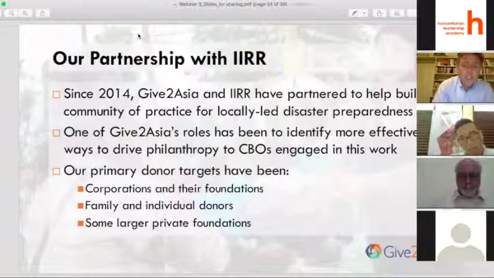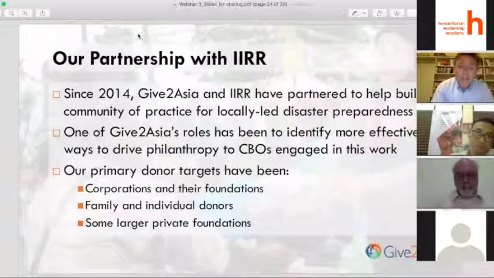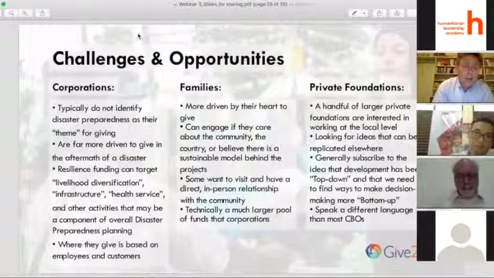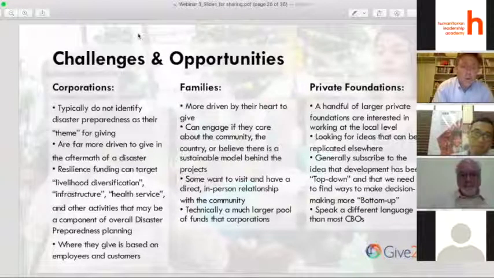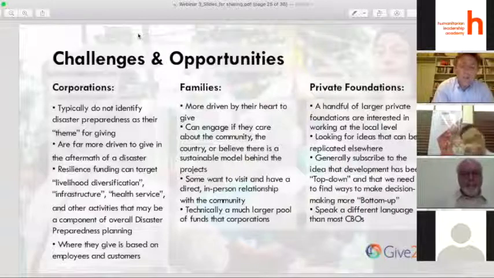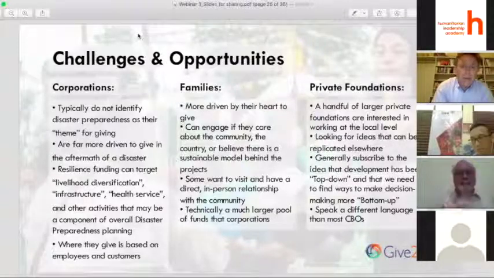So let me share with you some of the takeaways that we've had over the last 4 years and what we've learned about trying to go after that kind of donor or those kinds of gifts for CBO disaster preparedness programs. I'm going to do this by donor type, because the donors are very different depending on who they are and sort of where they sit and what their priorities are.